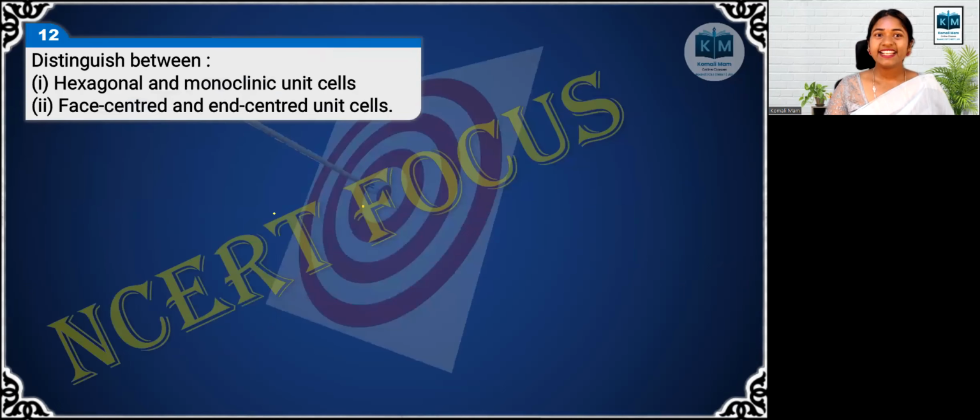Question number 12. Distinguish between hexagonal and monoclinic unit cell and face-centered and end-centered unit cell. What do you mean by hexagonal unit cell? Hexagonal unit cell means A is equal to B is not equal to C. I told you one trick in the classroom. If you observe, or otherwise go through the NCERT, you can see it, but in NCERT the pattern will be different. You check it out.